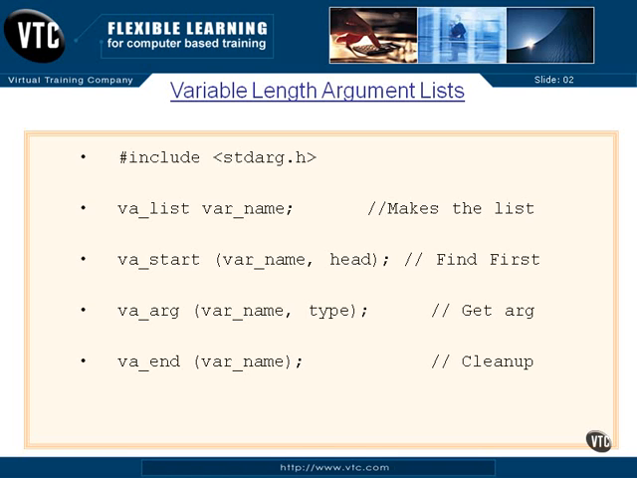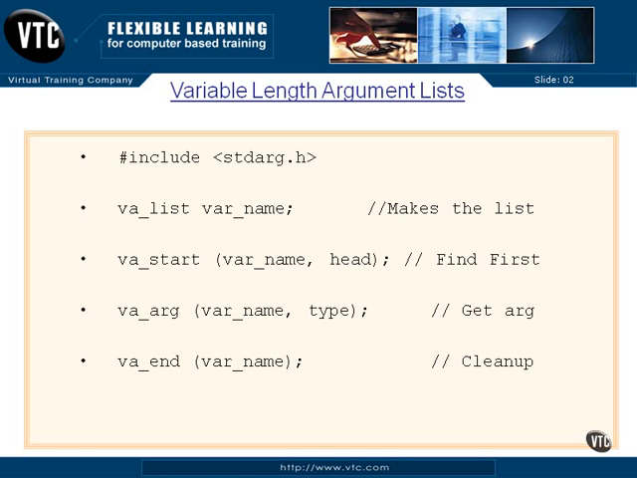Then va_start, we pass it the variable that we just created, the var_name, and something I called head on here, which is a piece of data that we know is right next to where this parameter list is. And I'll show you that in a sample piece of code here in just a second. Then we use va_arg, and again, that variable list name, and the type that we want to get out of there. We have to know what these things are, if they're integers or floats or doubles or whatever. So we have to know what they are so that we know how many bytes of data to read out of this var_name list.